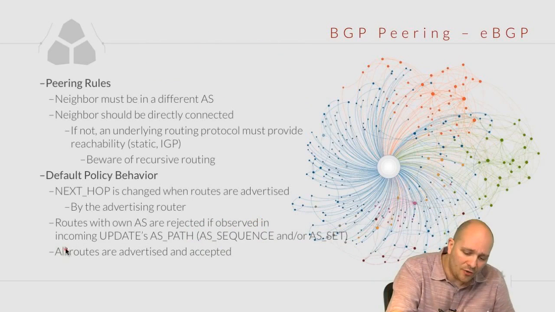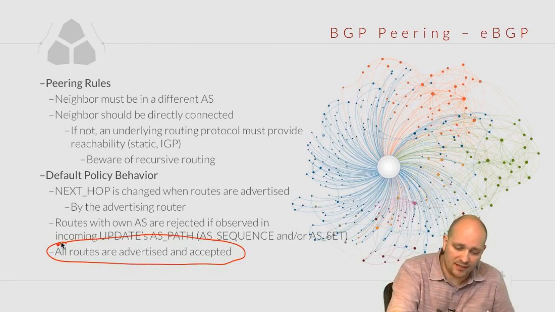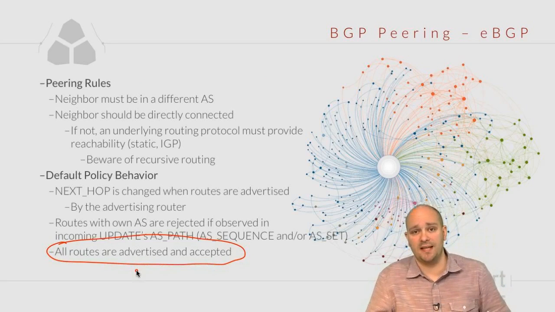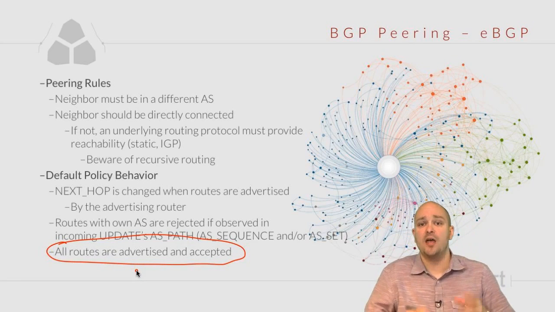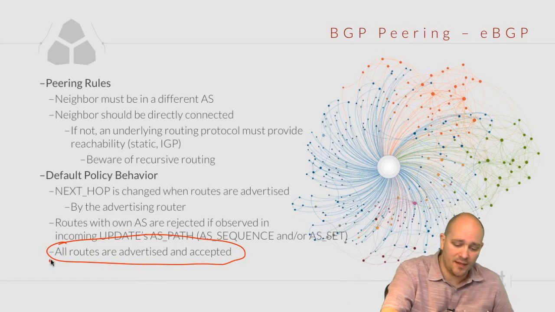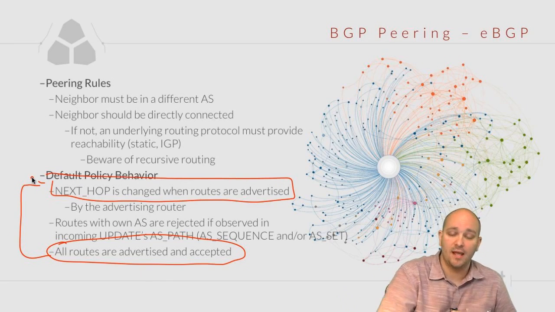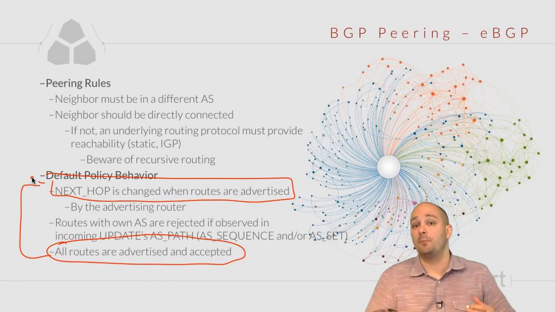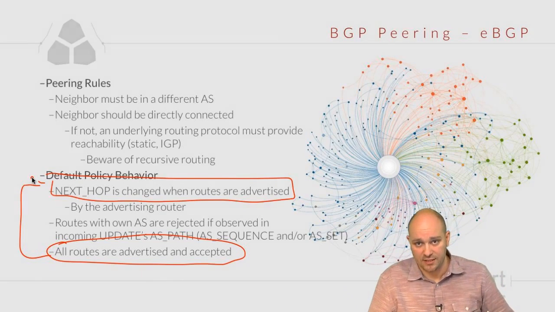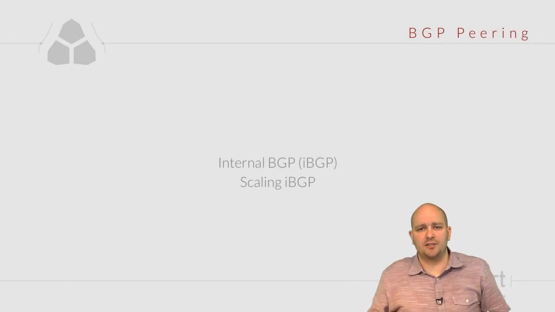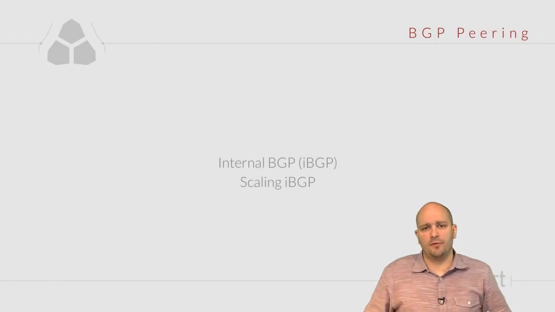Now, all other routes that have been accepted, that means that exist in the BGP table as valid and best routes, so only the best routes are advertised, will be advertised on the external peering session. And as they are being advertised, the next hop is going to be changed and set to whatever is the update source on that peering session. As you can see, external BGP is really not that complex. It's relatively straightforward.